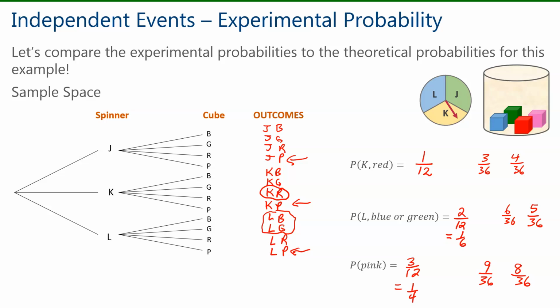Remember too, however, if this experiment was carried out enough times, if there were enough trials, the experimental probabilities would indeed approach the theoretical. That's a proven fact.